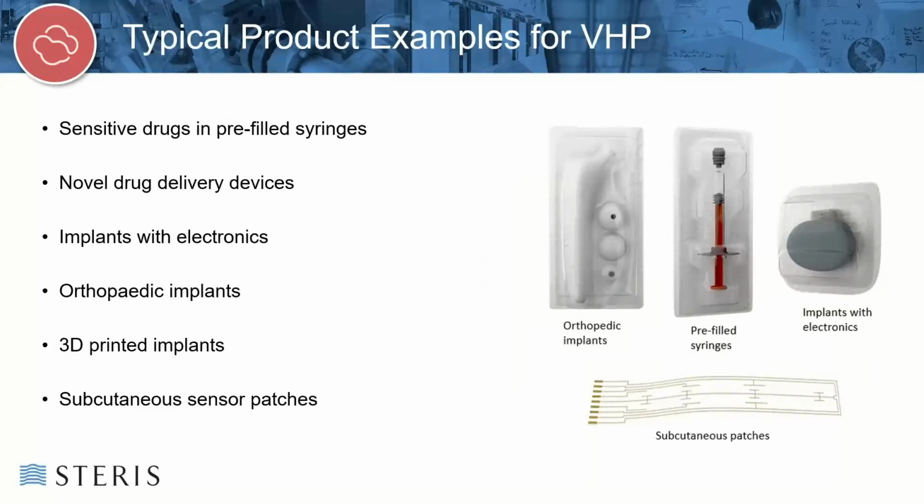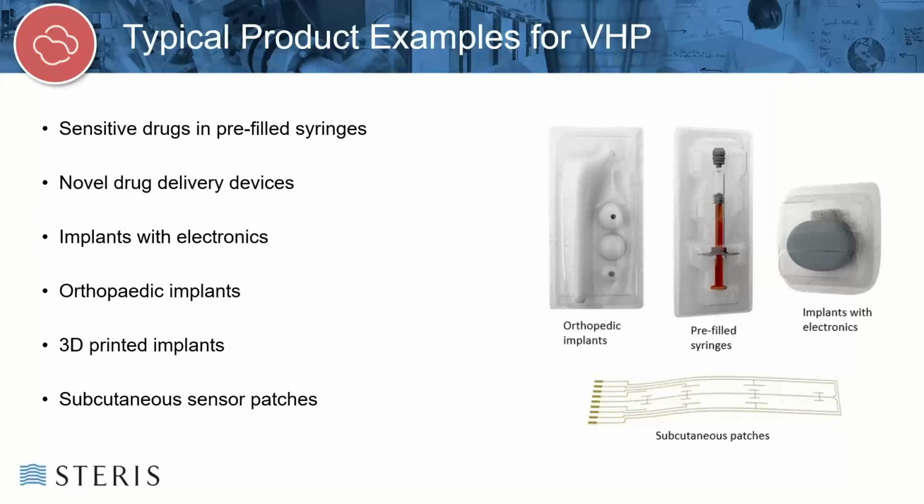Here then we have some typical examples of products that we'd see with VHP, both for ourselves at AST and our life sciences colleagues. And this is by far not an exhaustive list of everything being processed with VHP, it's just the most common ones that we'd see. So these would include things like sensitive drugs in pre-filled syringes that take advantage of how VHP is a strict surface sterilant, as well as being able to operate at lower temperatures.